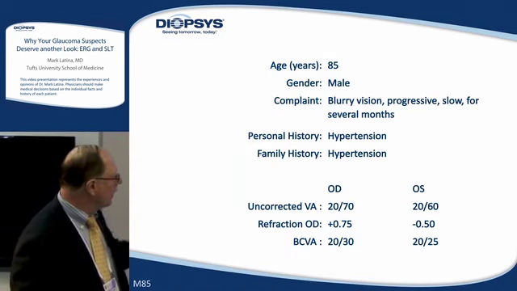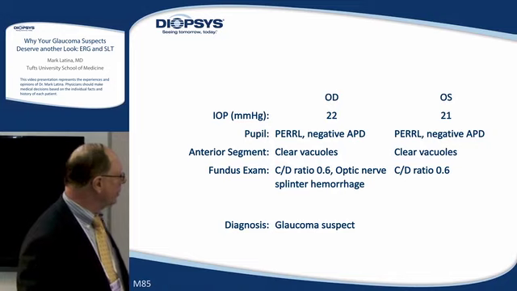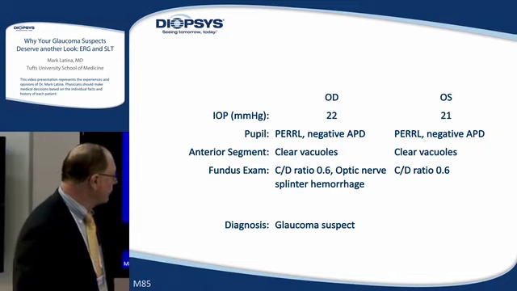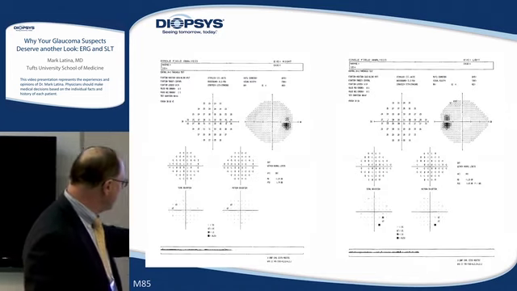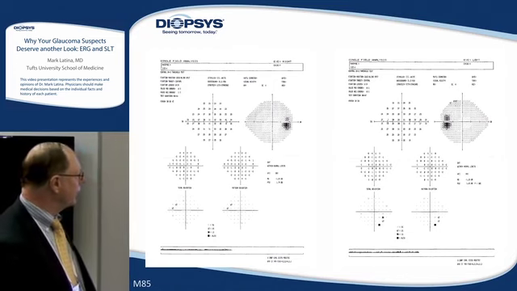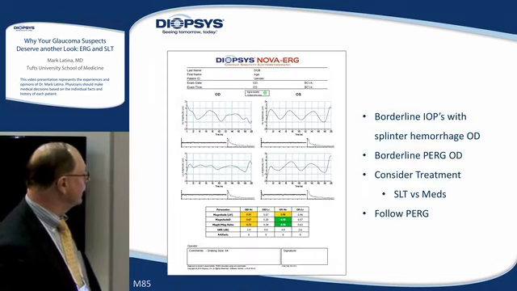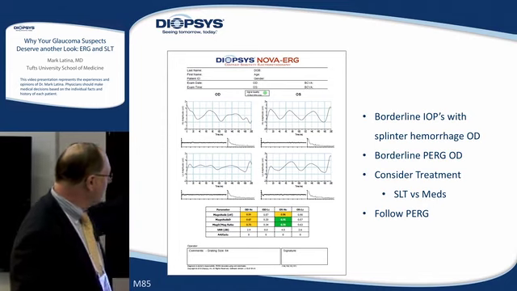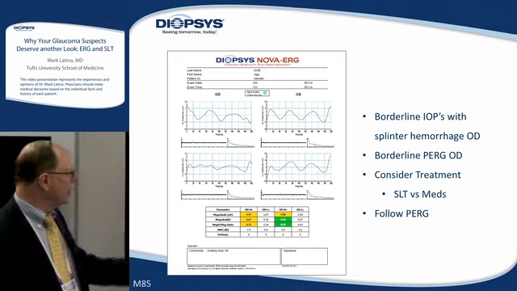Another patient, male, blurry vision, 20/20, 20/30, 20/25, pressures 21/22. This patient had a splinter hemorrhage on the optic disc, question of a glaucoma suspect. Visual fields, you know, some scattered changes here. It says it's within normal limits. OCT was completely normal in this case. But again, borderline changes in the pattern electroretinogram with a splinter hemorrhage.